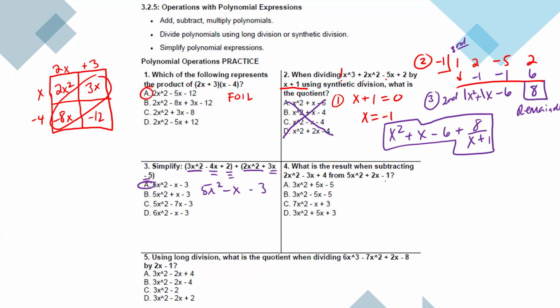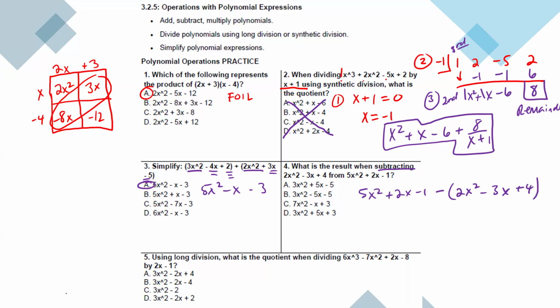Subtracting. When you're subtracting, you have to remember to distribute the negative. So it says you're going to subtract 2x squared minus 3x plus 4 from 5x squared plus 2x minus 1. So we have 5x squared plus 2x minus 1 minus 2x squared minus 3x plus 4.